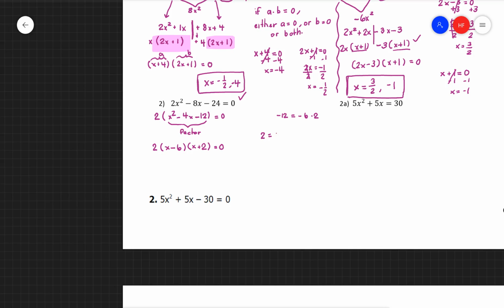So can 2 equal 0? Absolutely not. So we're going to ignore that the 2 is in the front there. So we have x minus 6 is equal to 0, which means that x equals 6. We also have x plus 2 equals 0, which means x is negative 2. So my zeros, x equals negative 2 and positive 6.